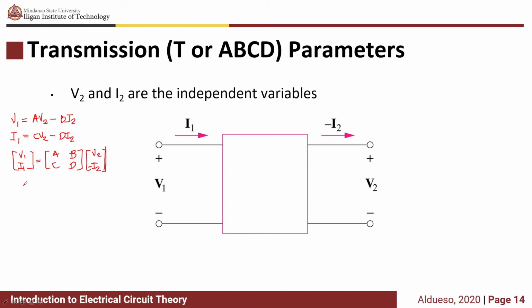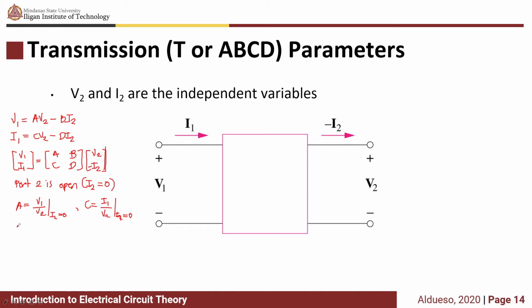So for A and C, we need I2 to be 0, or port 2 is open. Our A is equal to V1 over V2, where I2 is equal to 0. And our C is equal to I1 over V2, I2 equal to 0.